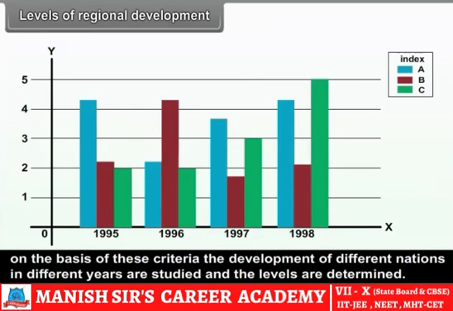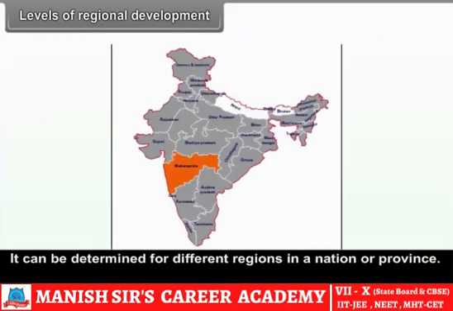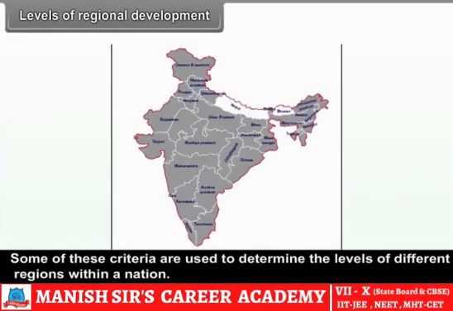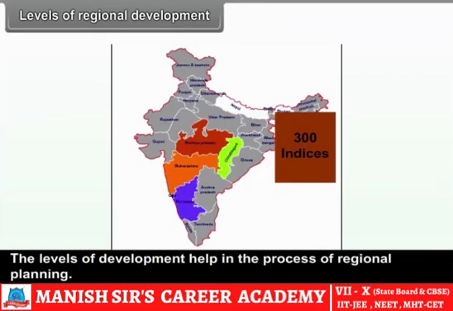On the basis of these criteria, the development of different nations in different years is studied and the levels are determined. It is not that the development levels are determined only at the international level. It can be determined for different regions in a nation or a province. Some of these criteria are used to determine the levels of different regions within a nation. The levels of development help in the process of regional planning.